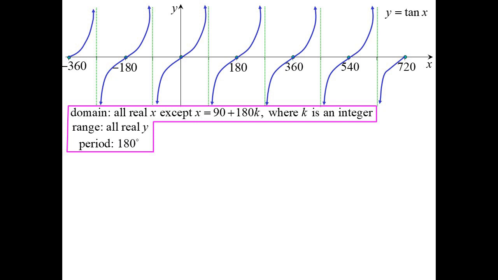Its period is only 180 degrees though. It only takes 180 to repeat. It has rotational symmetry, odd function. So the tan of negative x is equal to negative tan of x.